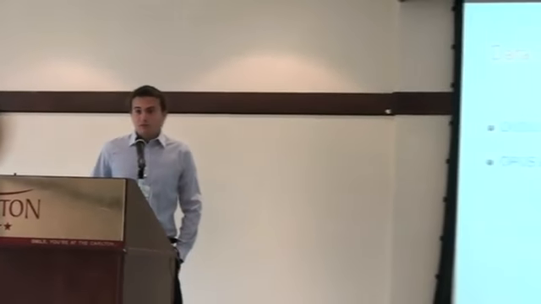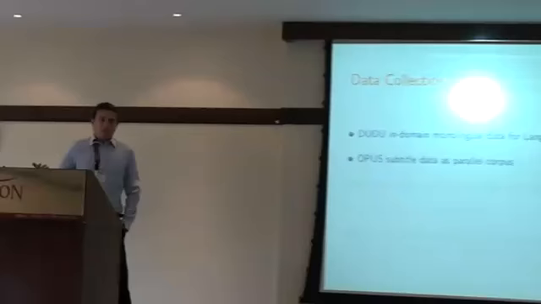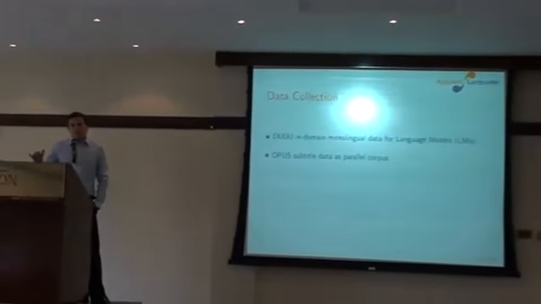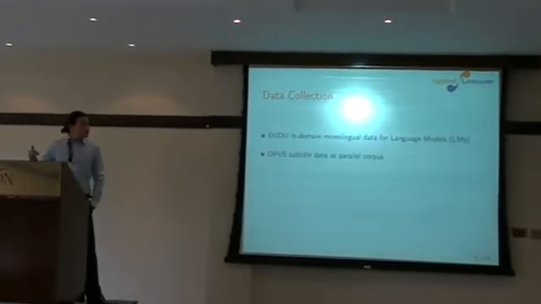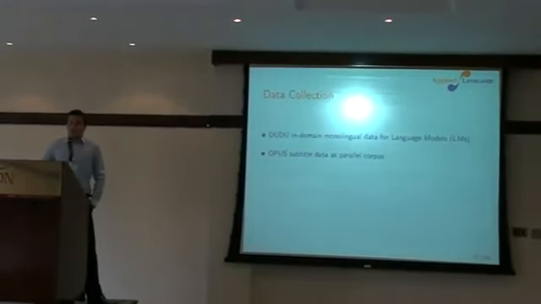But this is only monolingual data. We also need parallel data. So what we did was to use subtitle data from the Opus corpus. And the reason for this is that subtitles share some linguistic characteristics with the kind of content that we are translating, and they are also constrained by length, as is the content we are translating.